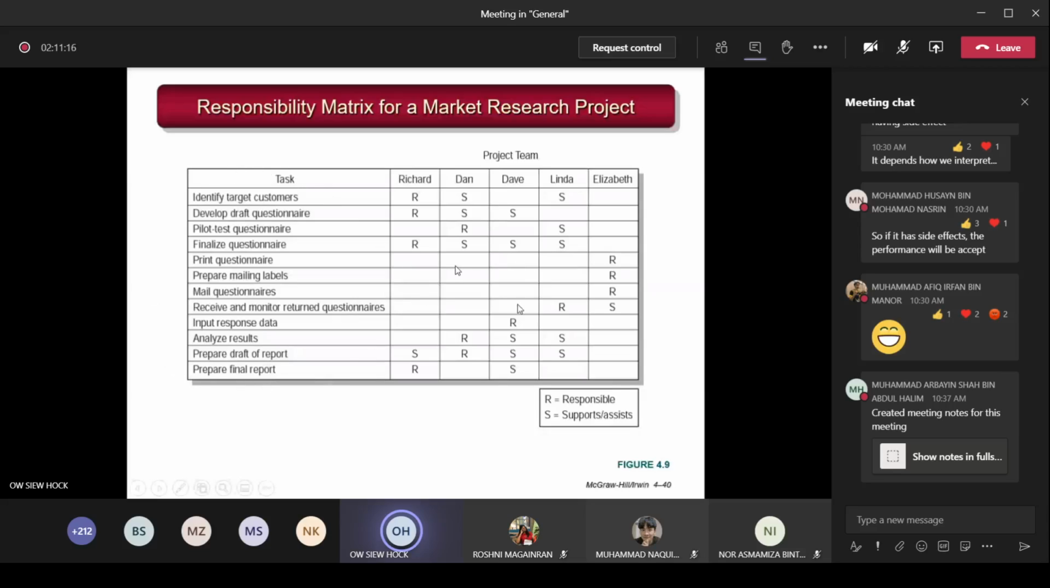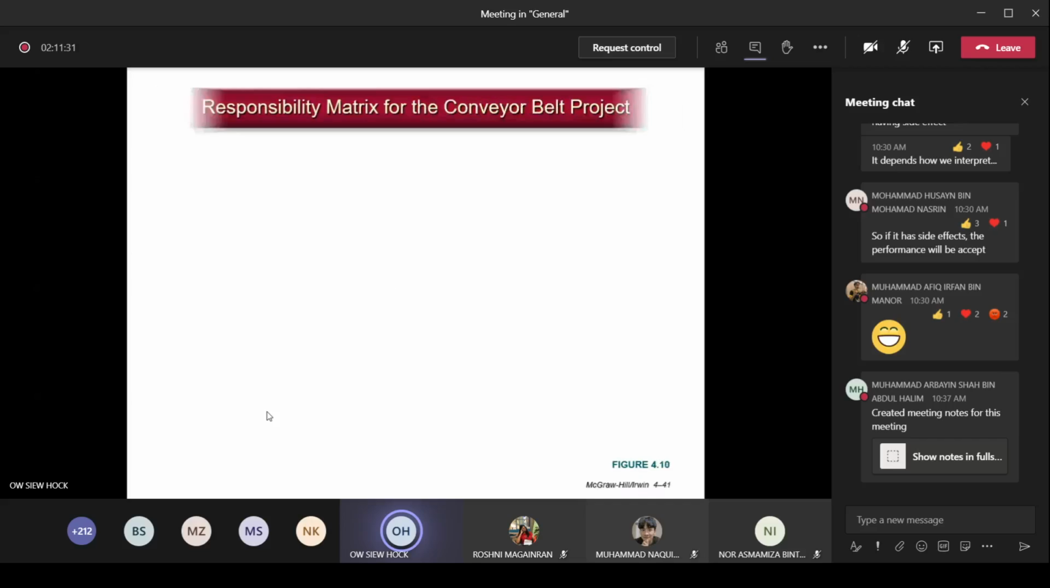Okay, understand? The team leader and the team members need to discuss. It's not the team leader simply assigning. You should sit down and discuss with all team members who will be the R and who will be the S, supporting. Okay, understand? So you have to do this in a fair way.